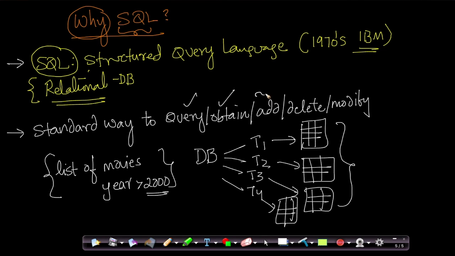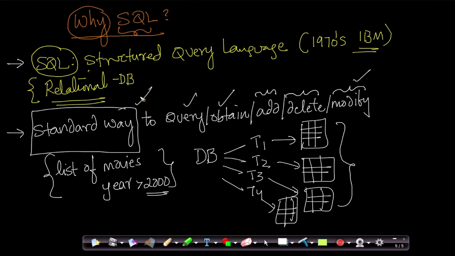You might want to add more data. If a new movie is released, you want to add that information to the database. Or you might want to delete some misinformation or incorrect information. Or you might want to modify some information. Suppose, for example, you missed adding an actor in a movie earlier. You want to modify and add that information. So SQL is an industry-wide standard way to query, obtain, add, delete, and modify data.